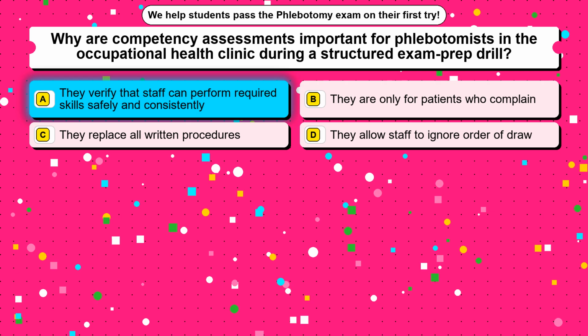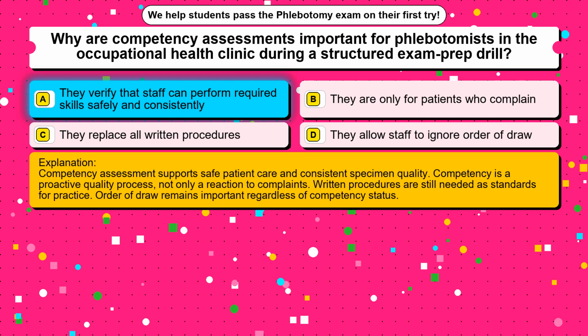They verify that staff can perform required skills safely and consistently. Competency assessment supports safe patient care and consistent specimen quality. Competency is a proactive quality process, not only a reaction to complaints. Written procedures are still needed as standards for practice. Order of draw remains important regardless of competency status.